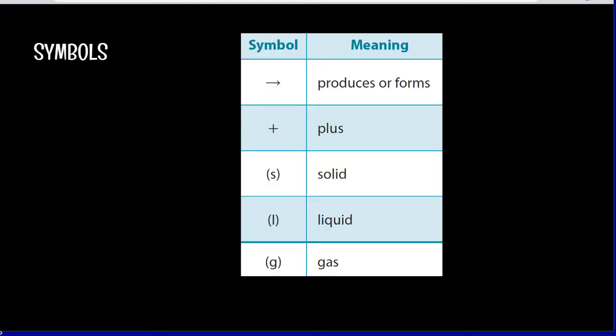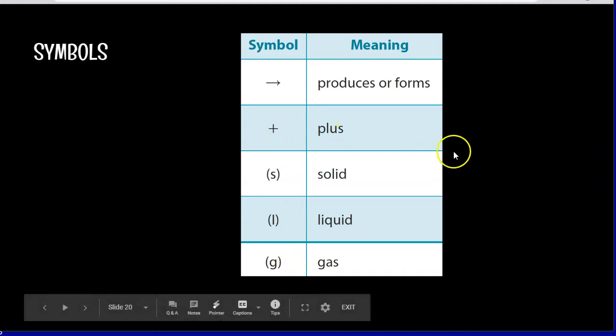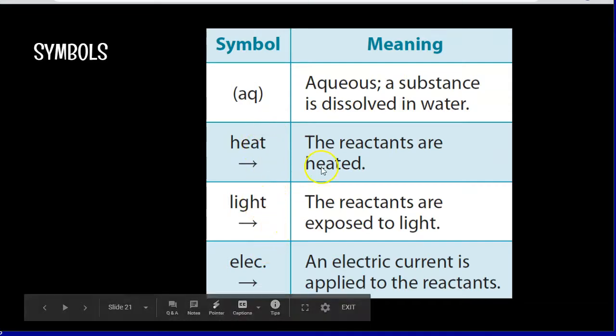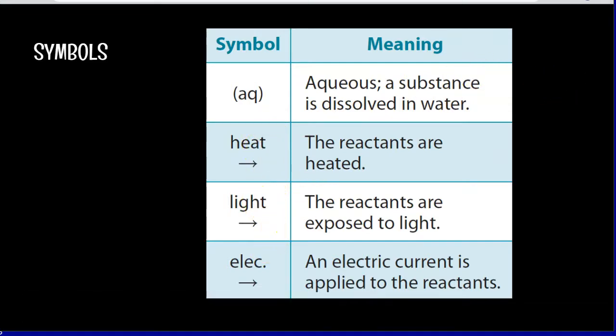You may see some other symbols. We've talked about the arrow so far, and we've seen the plus, and that's pretty obvious. But you may see these lowercase letters. That means solid, liquid, or gas. You may also see these little parentheses around aq, and that means aqueous, which means it's dissolved in water. And sometimes above the arrow, you may see heat, you may see light, or you may see electricity, and that just means you have to add some energy to get the reaction started. So you heat them up, you expose them to light, or you apply an electric current.